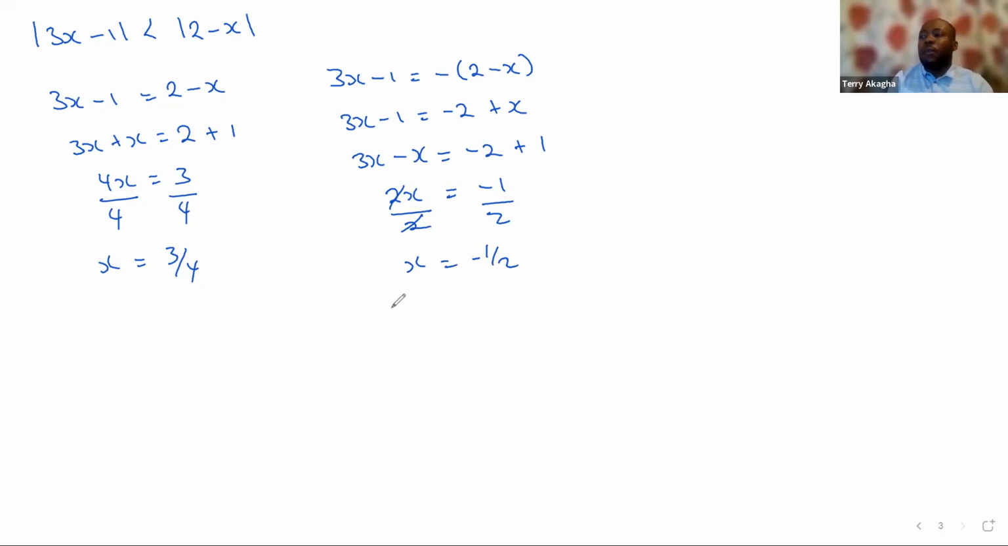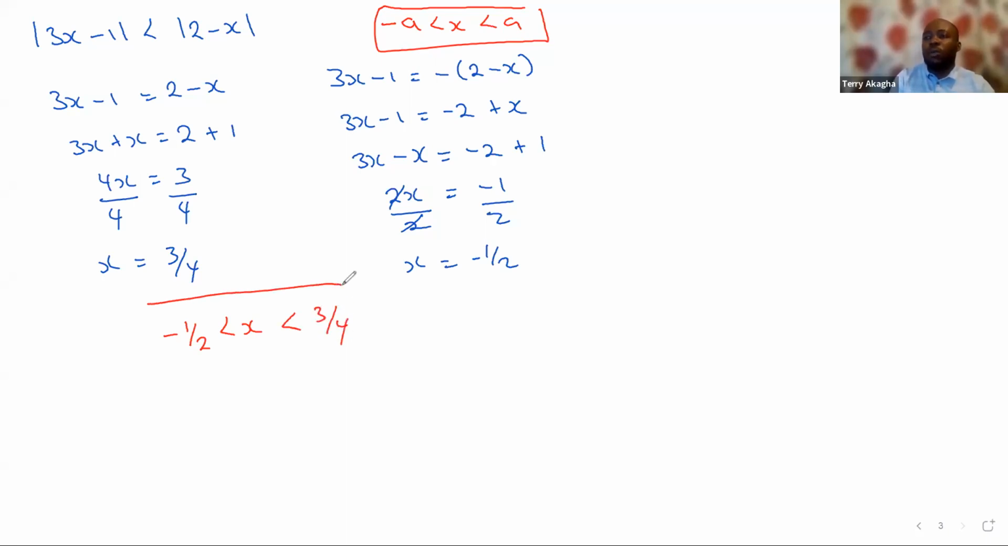Okay? All right, so now because x is minus half now, then we can then solve. Remember, one is less than. I told you as well, if it's less than, it should be minus a less than x less than a, okay? For less than, so it's going to be minus half less than x less than what? 3/4. Okay? Then we can also check, is 0 going to be part of the solution here? So you can make x to be equal to 0. So you can check with x is equal to 0.